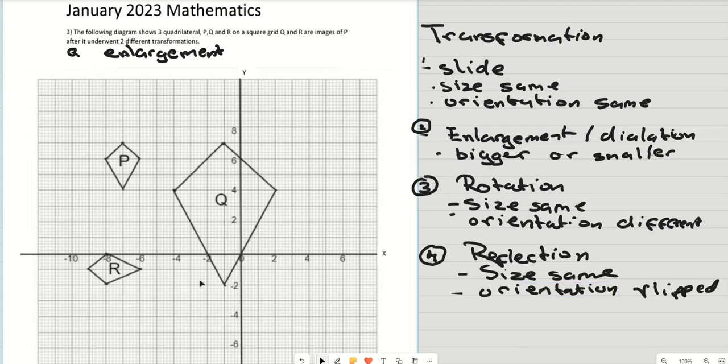Again, it can't be a reflection because if we compare P and R, it was not flipped, right? It has to be flipped. This was not flipped. This actually turned. So you could see that P to R turned, right? We can say that R is a rotation. So the 2 types of transformation that this underwent is P underwent an enlargement to form Q, and P underwent a rotation to form R. Yeah?